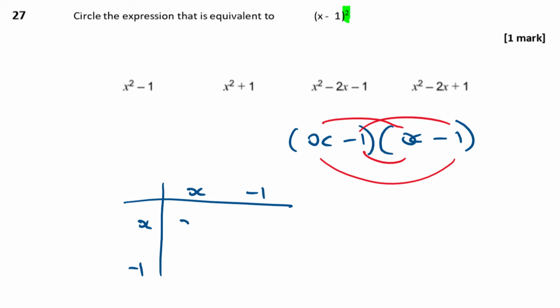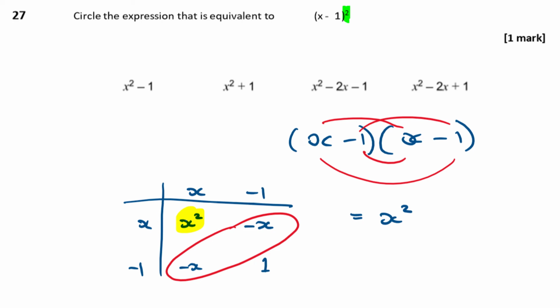So x times x is x squared, x times minus 1 is minus x, x times minus 1 is minus x, and minus 1 times minus 1 is positive 1. So your x squared term starts off with x squared. Then your term in x is made up of these two combined, minus x, that's negative 2x, adding those together, and then we've got a 1 on the end, so plus 1. So which one is x squared minus 2x plus 1? It is that one there, the last one.